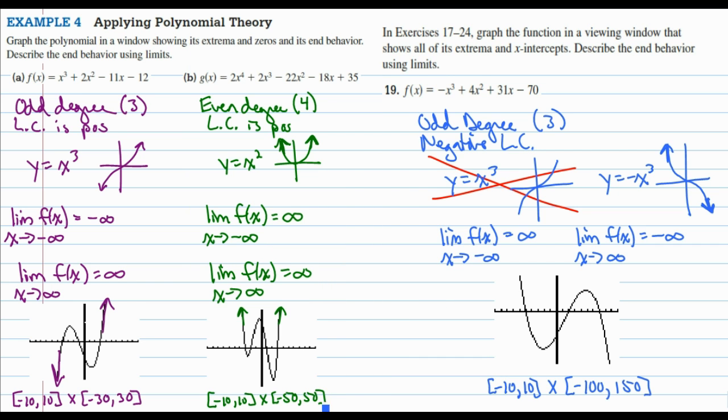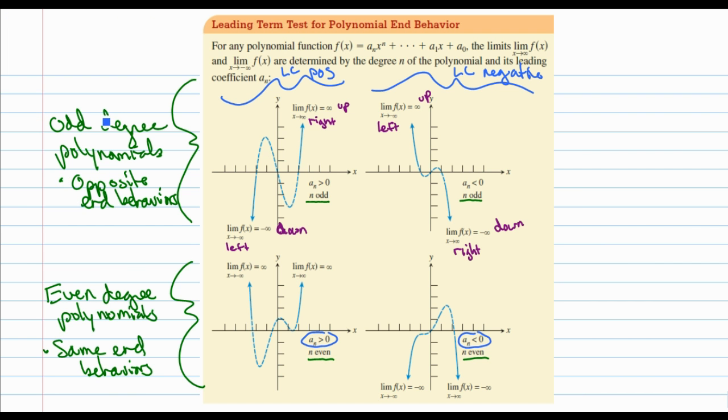Then if I check those on my chart here, I have an odd degree polynomial with a negative leading coefficient. So odd degree polynomial, negative leading coefficient. Yep, the left one should go up and the right one should go down, where I have described my limits correctly. The limit of f of x as x approaches negative infinity is positive infinity, and the limit of f of x as x approaches positive infinity equals negative infinity.